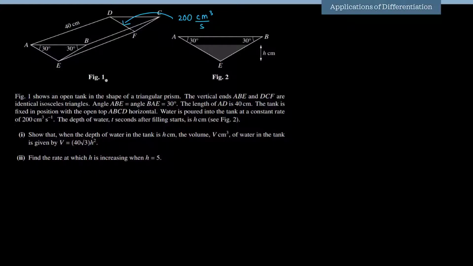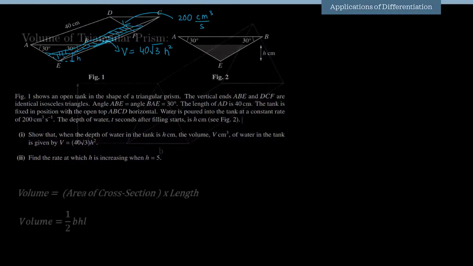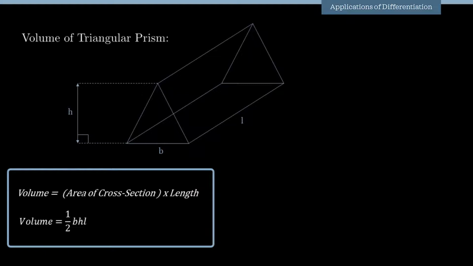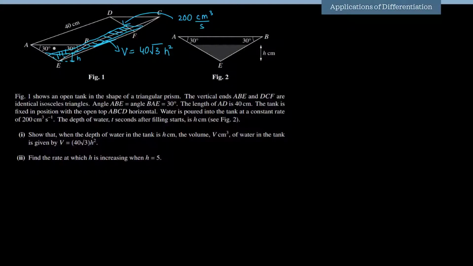So what this first part is saying is that after t seconds, the water in the tank is at a depth of h centimeter, and the whole figure would look like this. This is the water in the tank with depth of 8 centimeter. And I need to show that the volume of this water is 40 square root 3 h squared. So to show this, I'll use the formula for volume in a prism, which is this. And to use this formula, first I'll need to find the area of this triangle.